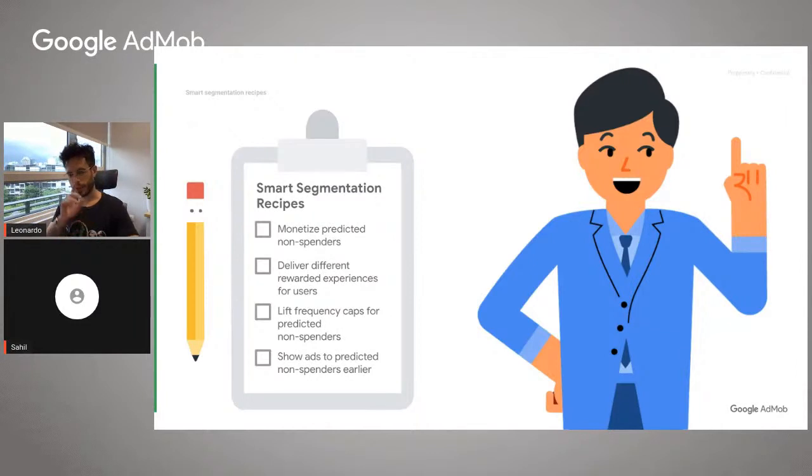True. As a final reminder, I just wanted to call out that you can use smart segmentation to monetize with ads users who can't or won't spend and deliver different rewarded experiences to users. So when using this feature, I would recommend using randomness to mask differential rewarded experiences and create a perception of fairness for your users. Also, make sure to remove frequency caps for users who will never become purchasers.